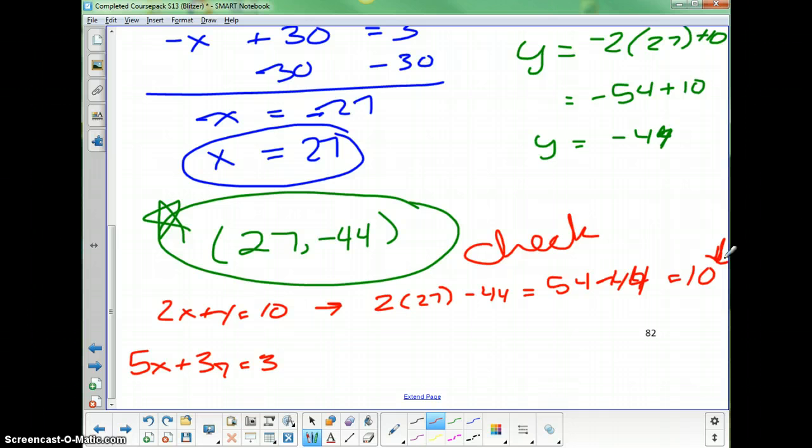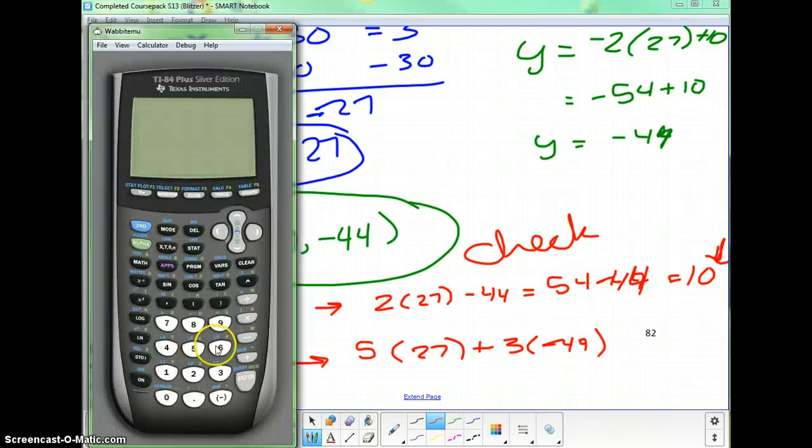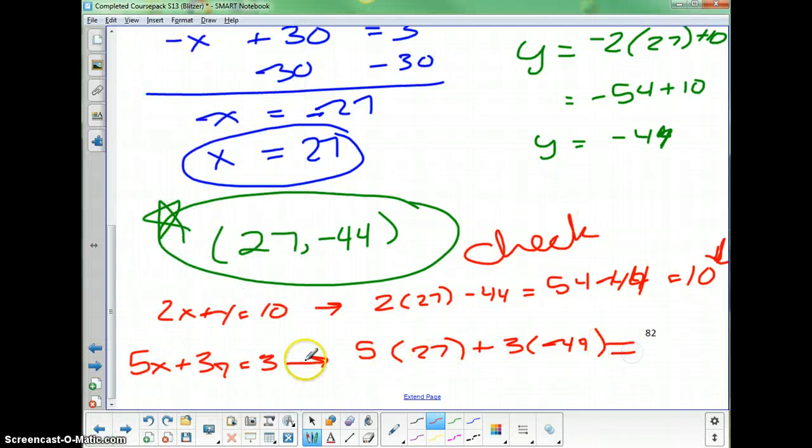We better make sure it works in both equations, otherwise we did something wrong somewhere. So let's check this one. That's 5 times the x value of 27 plus 3 times the y value of negative 44. I'm going to use a calculator for this one. 5 times 27 plus 3 times negative 44 is equal to 3, and that's what I was trying to get. So this one also checks, and this is the correct answer.